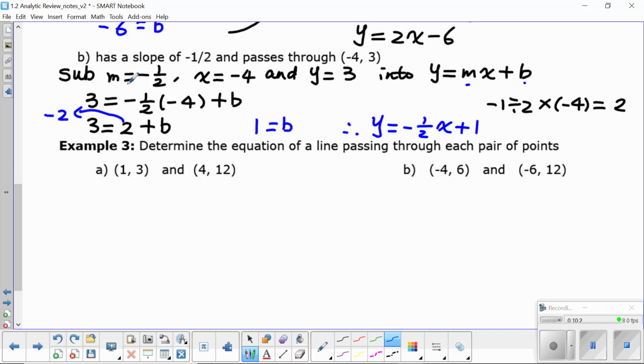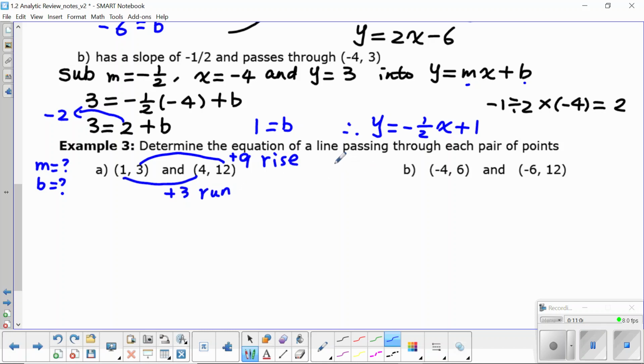So example 3 is different from example 2. M and b are both not given, so we need to find the m first, then after that we find the b. And in order to find the m, we are going to use rise over run. Rise is the y difference, the difference between the y's. So the rise is 9, and the run is the difference of x from 1 to 4, which is up 3, and from 3 to 12 is up 9. So this is rise, this is run.